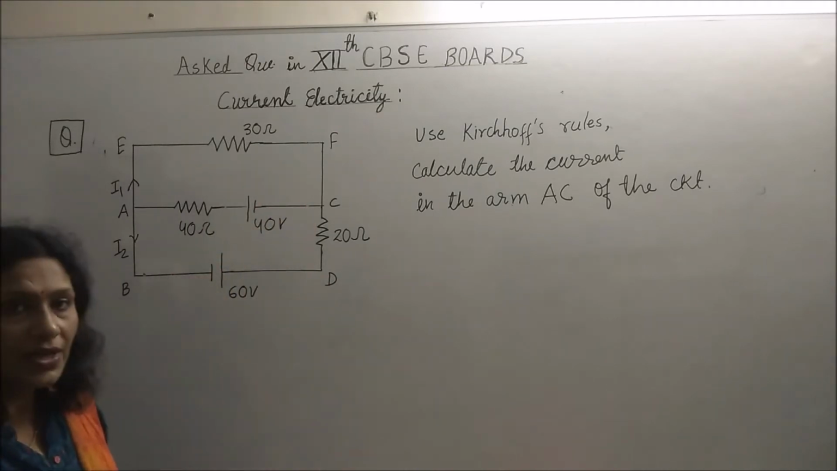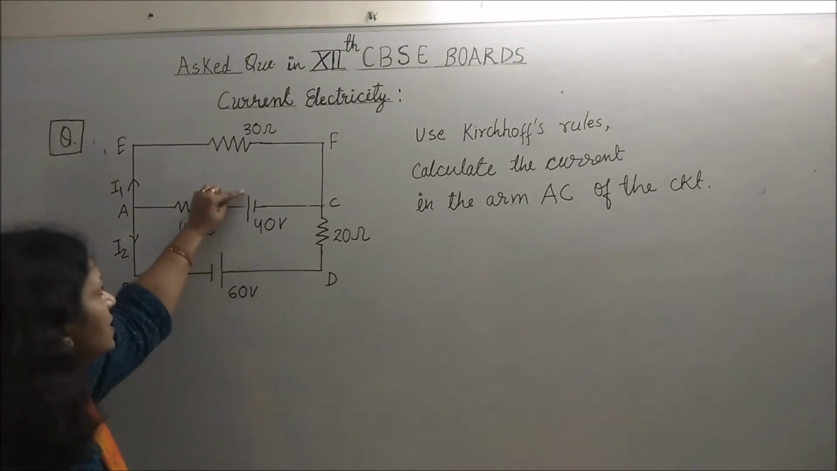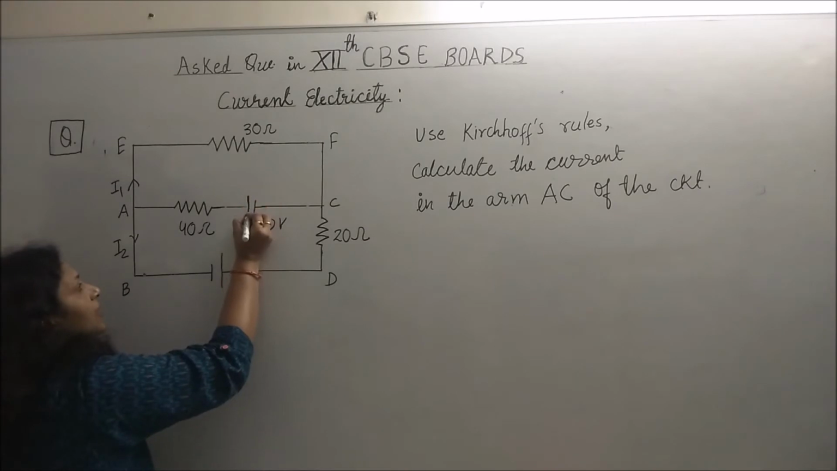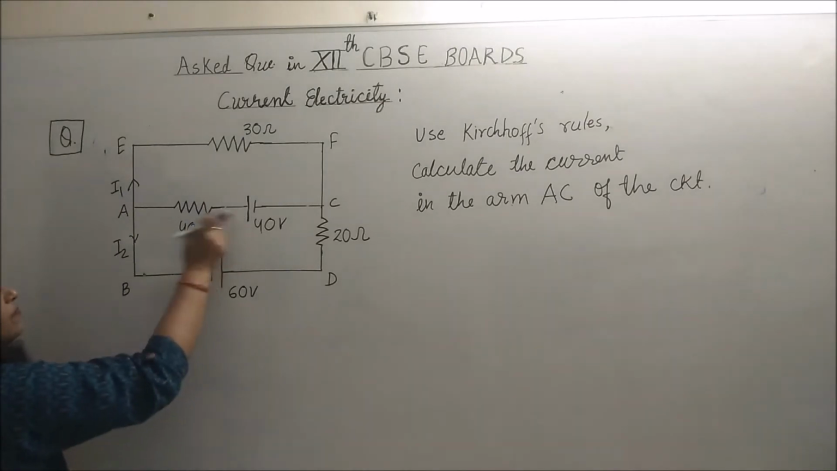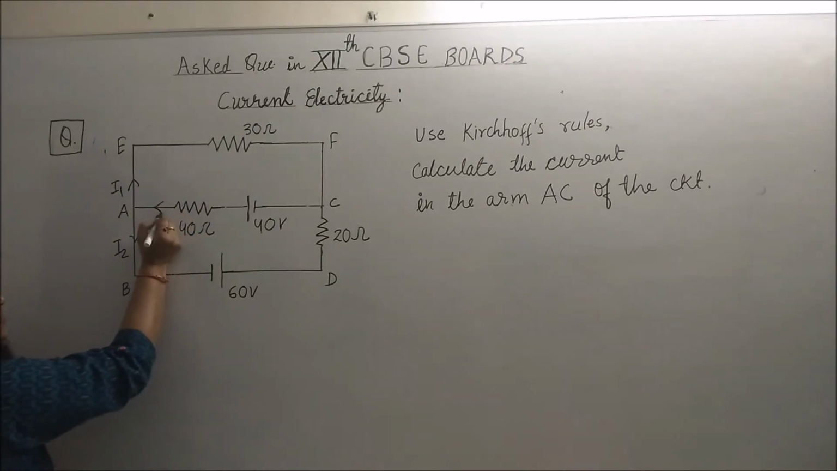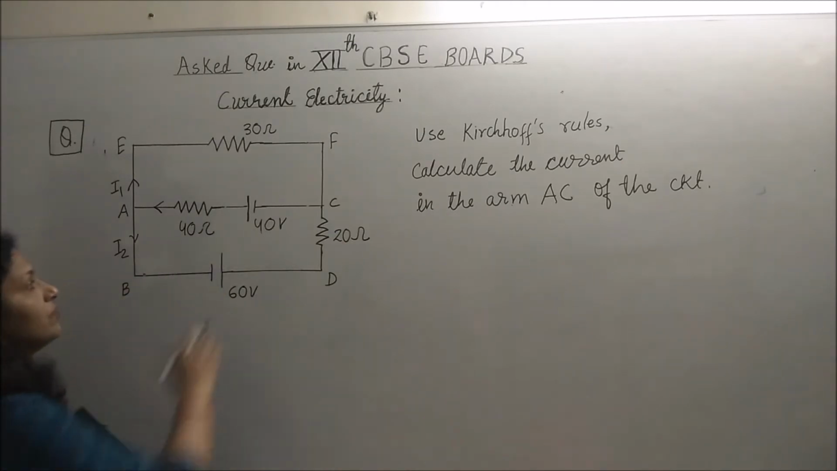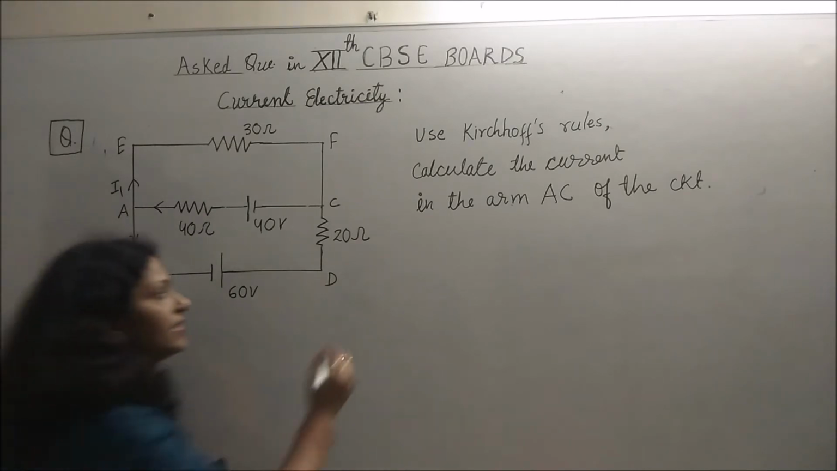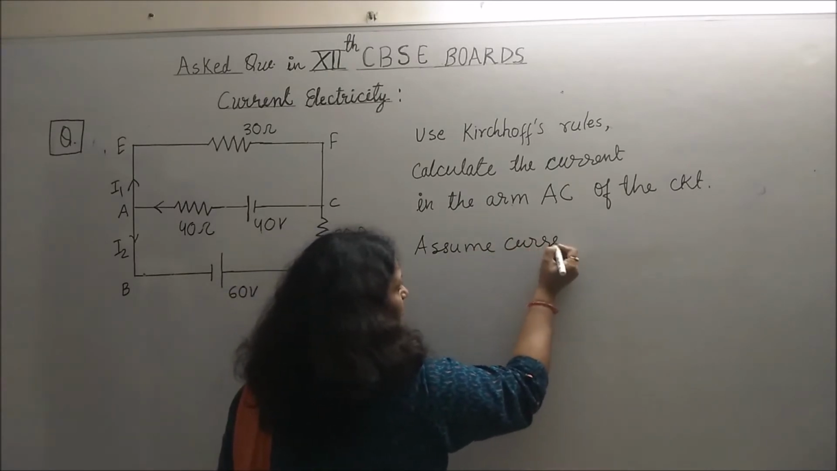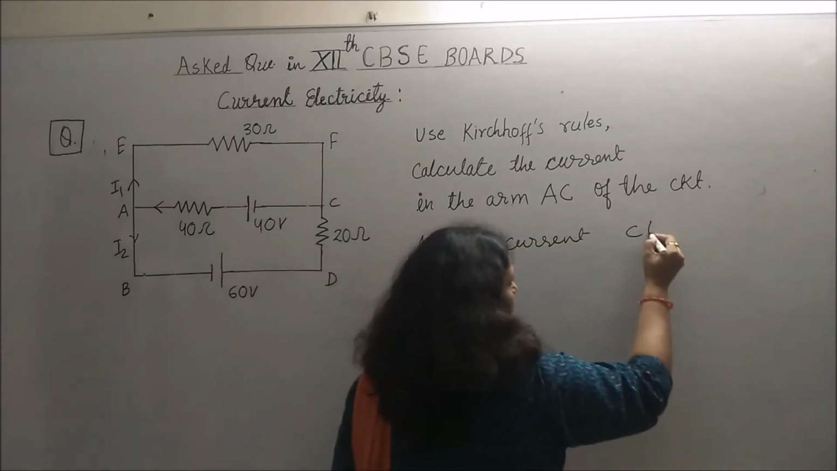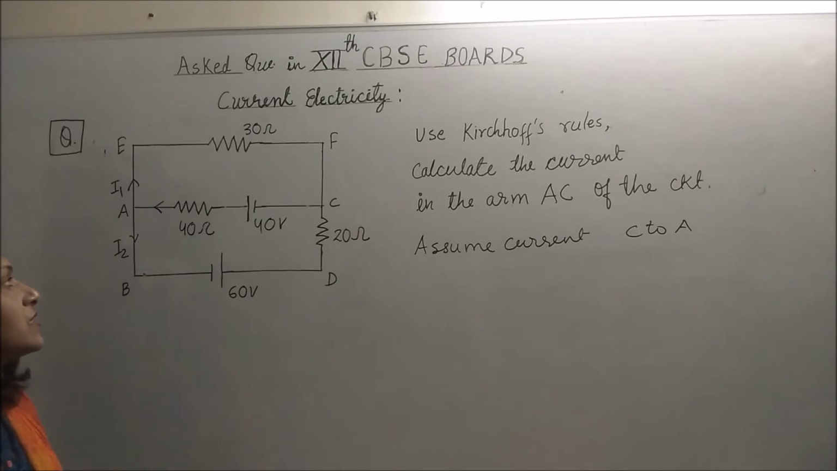Okay, so first thing that we have to do is assume the current in this branch. This is the positive terminal of the battery and as I suggested, assume direction of current from positive terminal of battery, and this is our assumed current in AC branch from C to A. Suppose it is from C to A. Now we have to find the magnitude of this current.